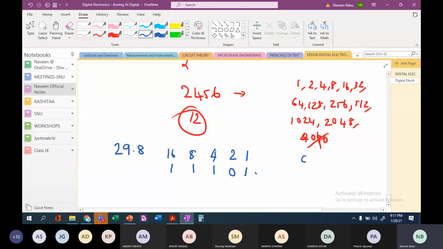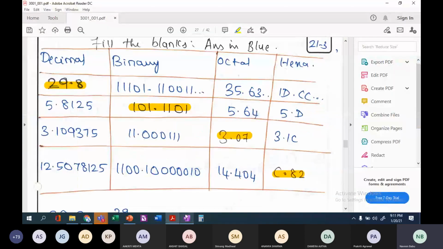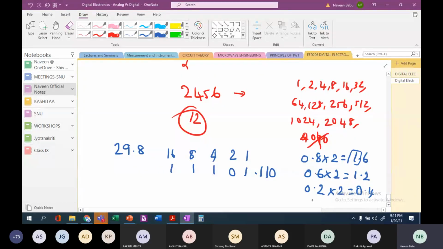Now 0.8. I have to keep on multiplying it with 2. So 0.8 times 2 is 1.6. I'll take only this coefficient 1. I'll take the remaining decimal part and multiply it with 2. I will get 1.2. One more 1 here. I'll take only the decimal part, multiply it by 2. It is 0.4. The coefficient is 0. Likewise, it keeps on going. So it is 1, 1, 0. If you want, you can continue this. So it will be 0.8. So the coefficient is 0.